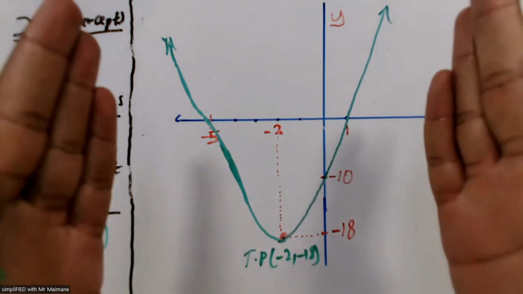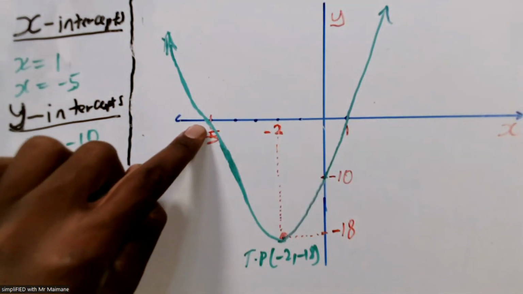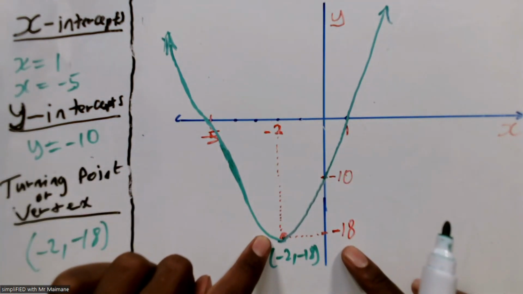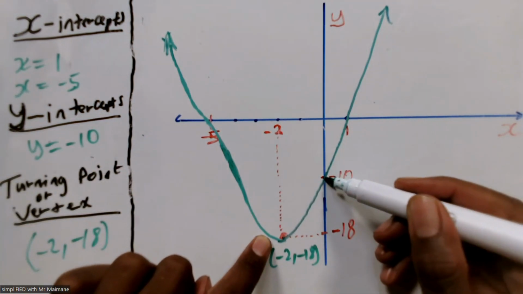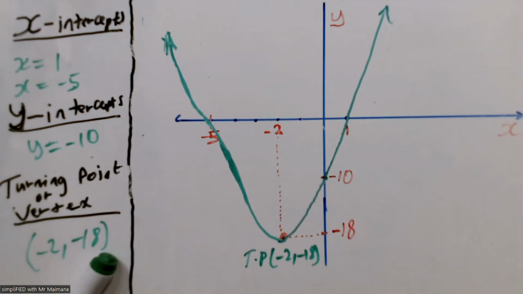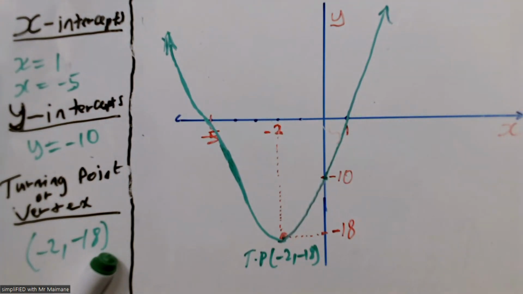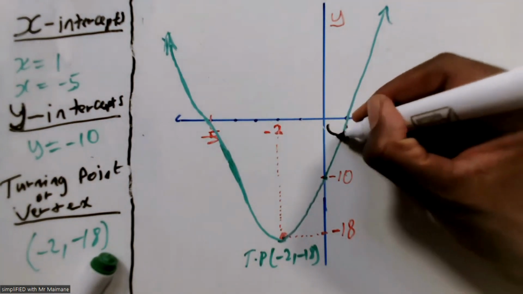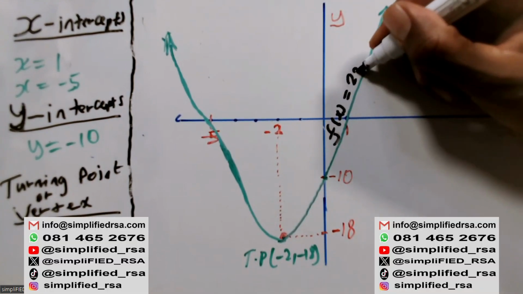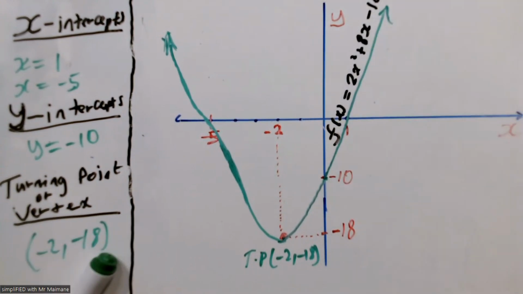So this is the story. This is how it's going to go. You can try to draw it accurately, but it touches minus 5, it touches 1 on the x-axis, it turns at minus 2 and minus 18, and then it touches the y-axis at minus 10 there. So this is our graph for f of x is equal to 2x squared plus 8x minus 10.